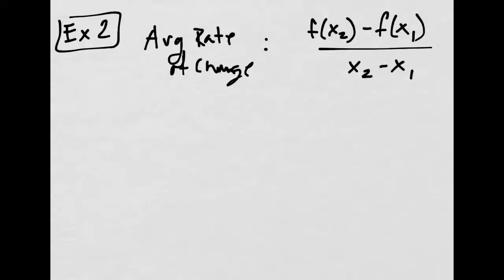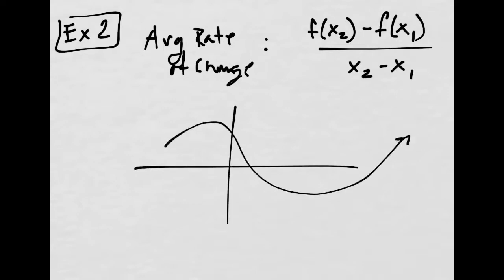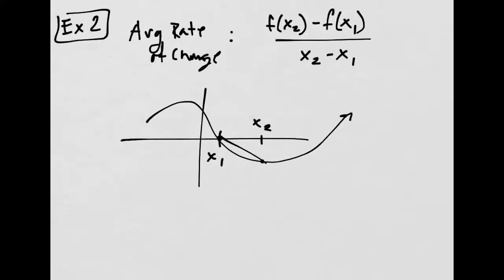I haven't written down the example yet for this, but the average rate of change formula is just the change in f divided by the change in x. That's the picture that would go along with that if we had some function like this. If this was x1, and then this is x2, I have those 2 points. The average rate of change represents the slope, because it is the slope formula. So it's the slope of this secant line.